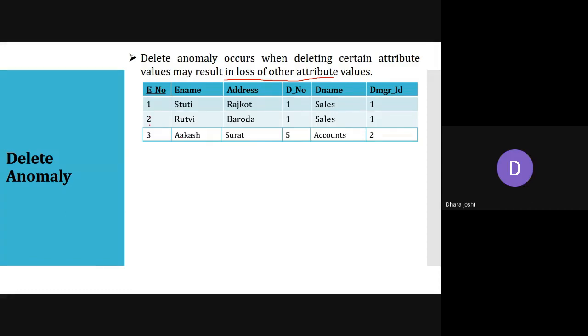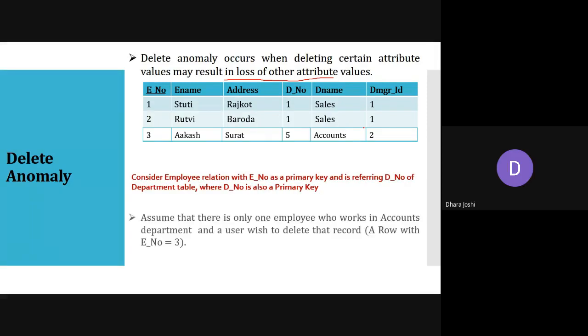So in this organization, the details will be like this: employee number 1, Stuti in Rajkot in the sales department; 2, Rutvi in Baroda, sales department; and in the account department, which we have just started, we have recruited one person named Akash, who is living in Surat. This department number is 5 and the manager of Akash will be the person who has the ID 2. Like that. Manager's ID will be 2. Assume that there is only one employee who works in the account department.